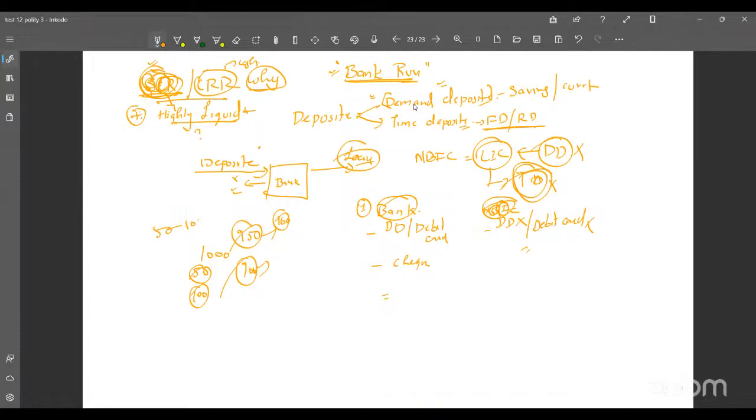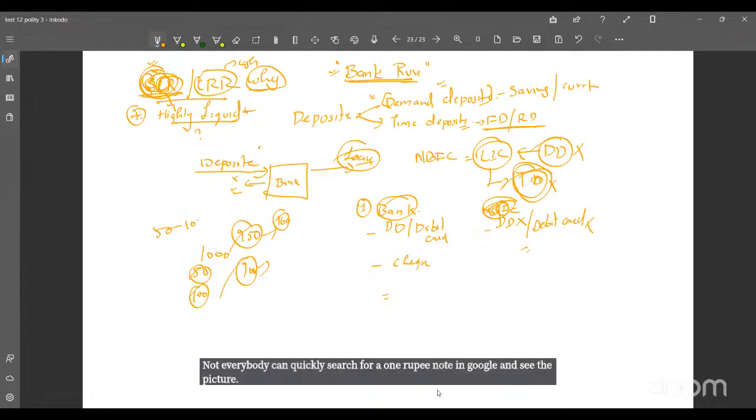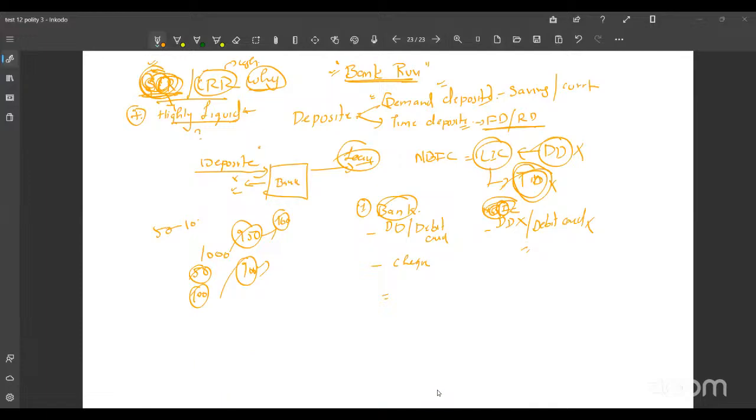What you people can do is, even I can do it for you. What you can do is quickly search for a 1 rupee note in Google and see the picture. One Indian. So if you take the image of a 1 rupee note, just tell me who has signed the 1 rupee note.